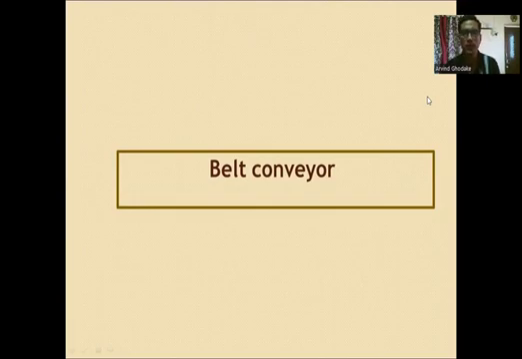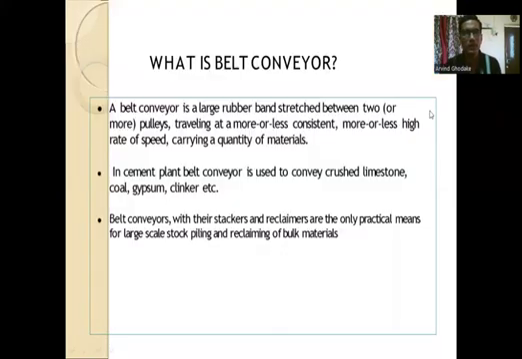So today we will discuss an important topic of our subject Mechanical System Design, that is the belt conveyor. So what is meant by belt conveyor? The definition or main objective of a belt conveyor: a belt conveyor is a large rubber band stretched between two or more pulleys, traveling at a consistent, more or less high speed and carrying a quantity of material. So it is basically a mechanical device used to carry material, either bulk material or unit load.